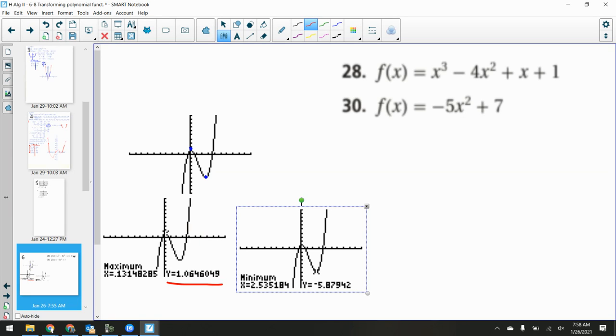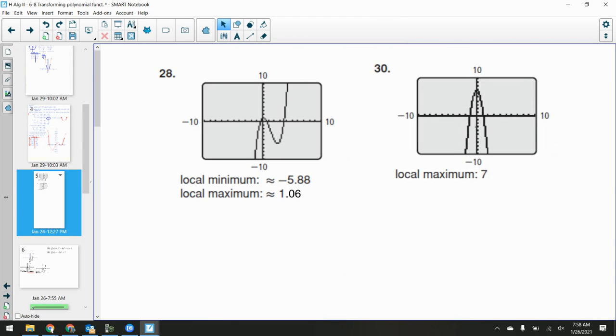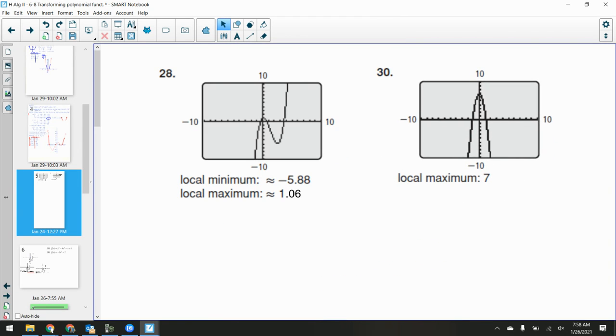You don't understand how to do that right now, like algebraically. You actually learn how to do that in calculus. You actually learn how to figure out what those values are algebraically. Basically, you find the derivative and set the derivative equal to 0. But there's number 30 as well. That one does not have a local minimum point. It's just a local maximum point.